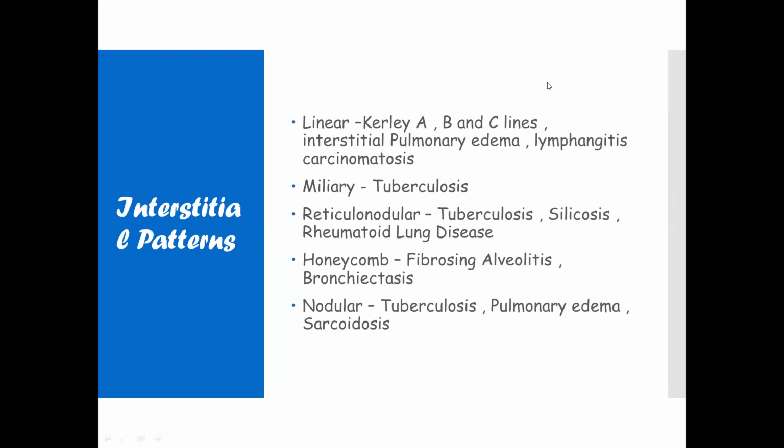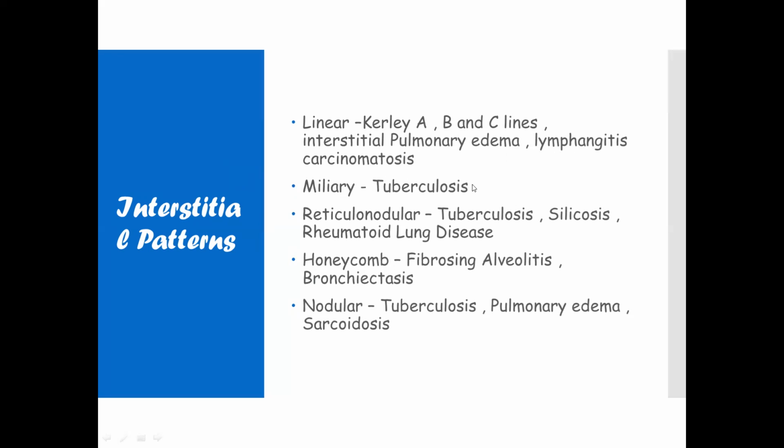Okay, so sorry, this slide was supposed to come before, but let's talk about it. Just like we talked about alveolar patterns, there are also interstitial patterns. So there's linear, miliary, reticular nodular, honeycomb, and nodular. So linear pattern is seen as curly A, B, and C lines. Curly B lines are normally seen in congestive cardiac failure, interstitial pulmonary edema, lymphangitis carcinomatosis.